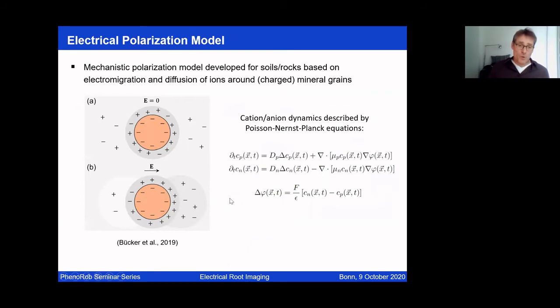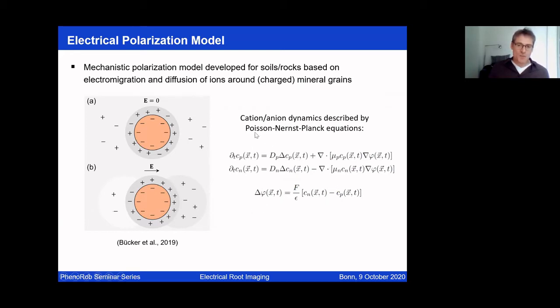One approach, obviously, would be the brute force modeling of these responses for what is known. And much is known about root structure and also electrical properties of roots. So one could try to basically forward model these responses. And that's been done in the past years, quite recently also for rocks and soils. So where really process-based, the dynamics of ions, cations, and anions around, for instance, spherical mineral grains is modeled using corresponding physical equations.